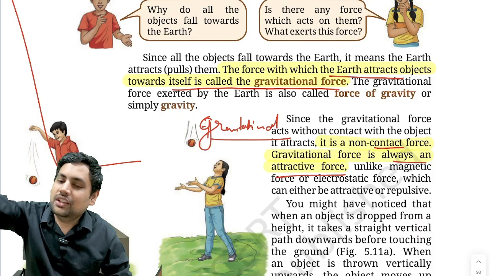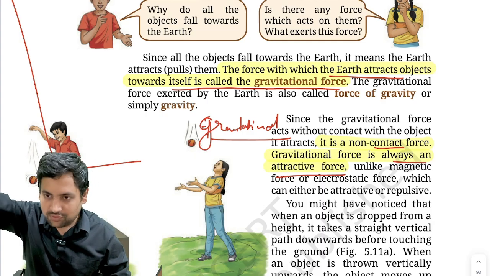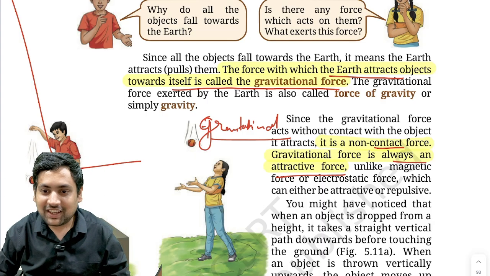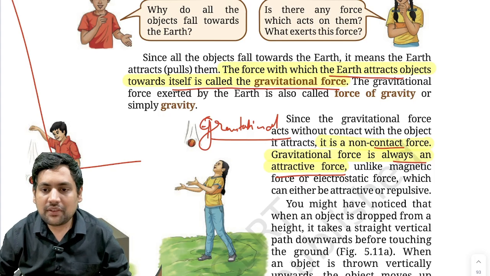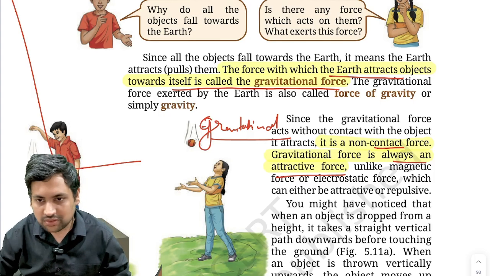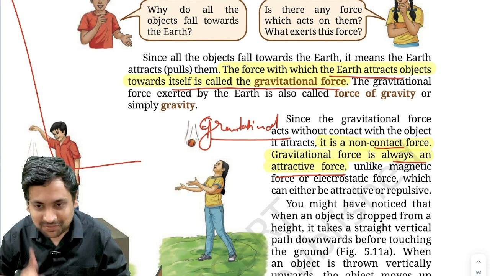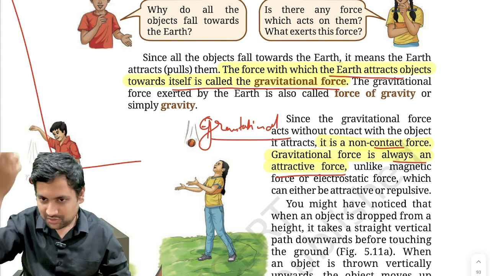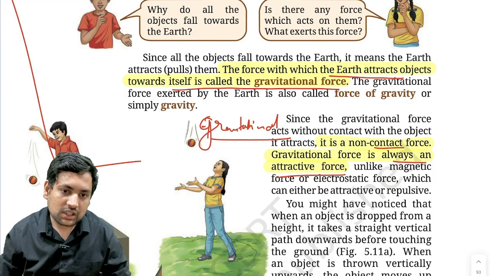Have you seen any object that falls from the tree, not fall below, but starts going up in the sky? No. Why? Because gravitational force is not repulsive. Electrostatic force can be repulsive. Magnetic force can be repulsive, but not gravitational force. It is always attractive. So everything falls down towards the earth.